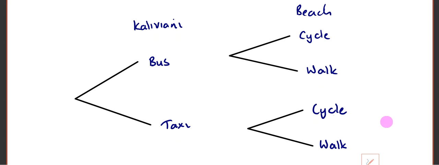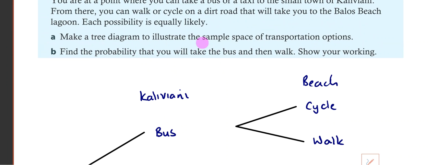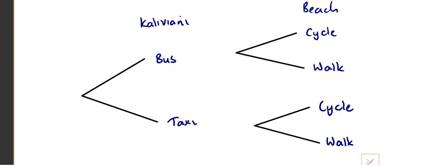Now here's the bit that we're not quite up to yet, but we're getting there. This is why I've given you the wrong question, but we'll go through it. It says in the question, make a tree diagram. It says each possibility is equally likely. I think that's why they've said it's a computer game, not real life, because in real life it's not equally likely. So what is the probability that this person playing the computer game chose to get on a bus?